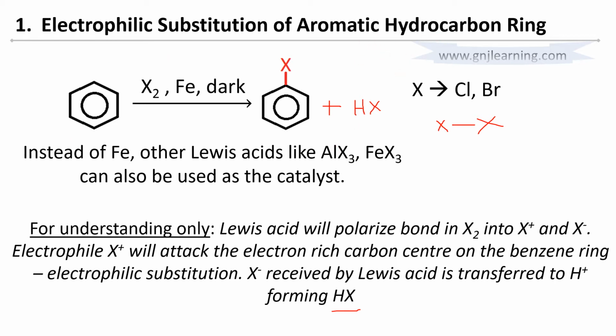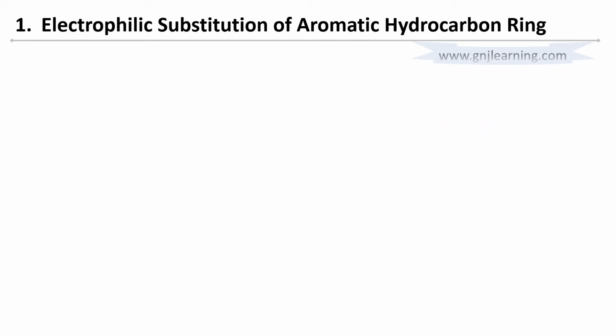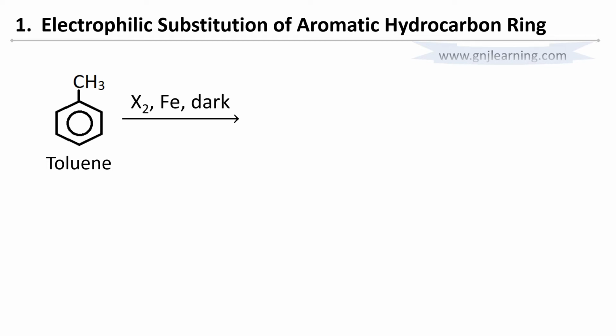Next we will look into the next type of aromatic hydrocarbon, that is toluene. So the next higher aromatic hydrocarbon is toluene. When I am going to have an electrophilic substitution on toluene, I can follow the same steps. What are they? I will have a halogen here. The halogen is again chlorine or bromine. Then I have a Lewis acid, and I should do it in darkness.